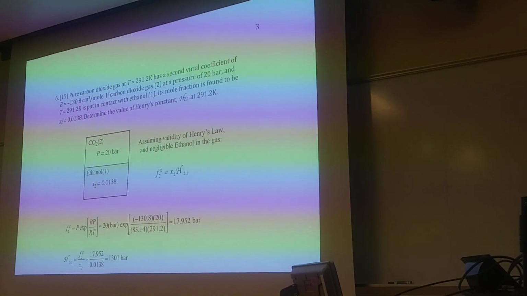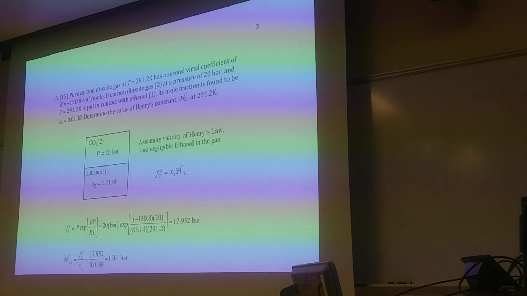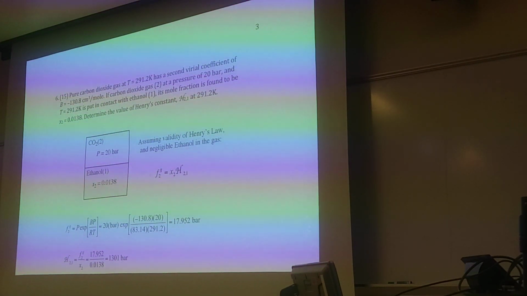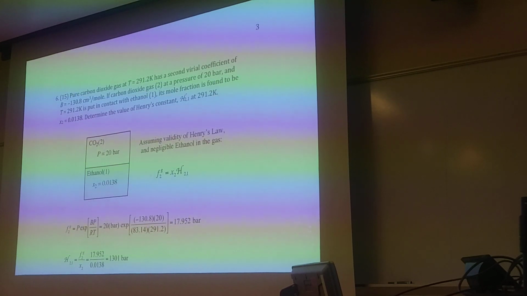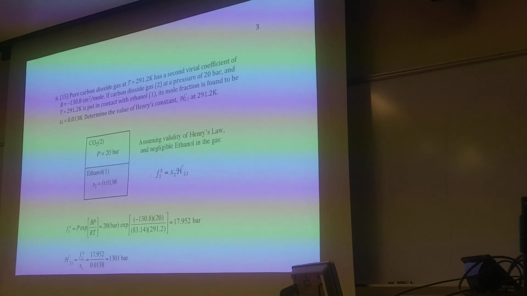Next, pure carbon dioxide gas at 291.2 K has a second virial coefficient of minus 130.8 cubic centimeters per mole. That's a hint that we're not going to be able to treat the gas phase as an ideal gas. If carbon dioxide gas at a pressure of 20 bar and a temperature of 291.2 K is put in contact with ethanol, its mole fraction in the liquid is found to be 0.0138. Determine the value of Henry's constant at 291.2 K.